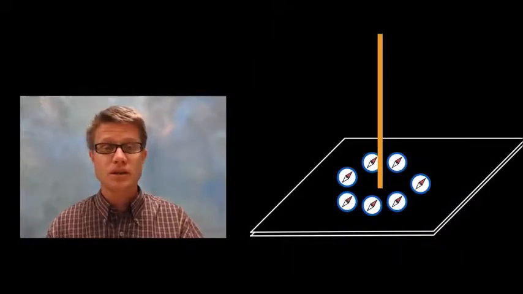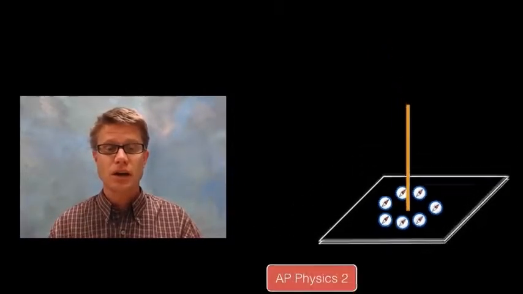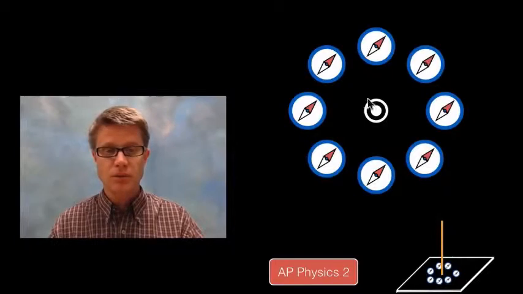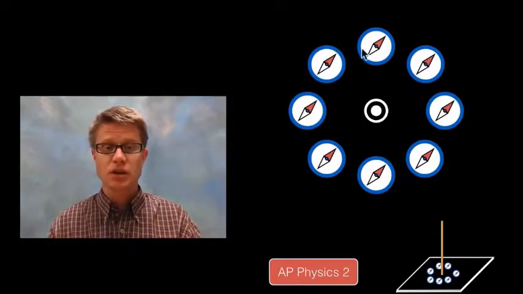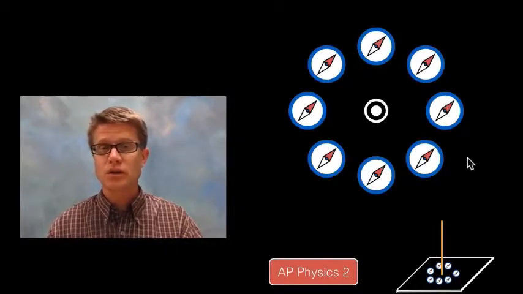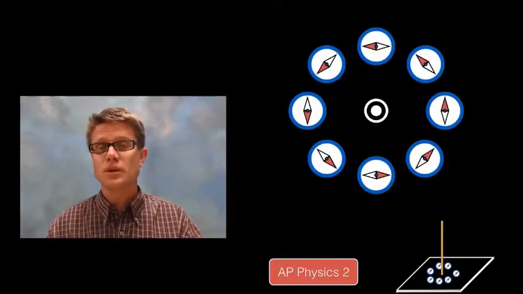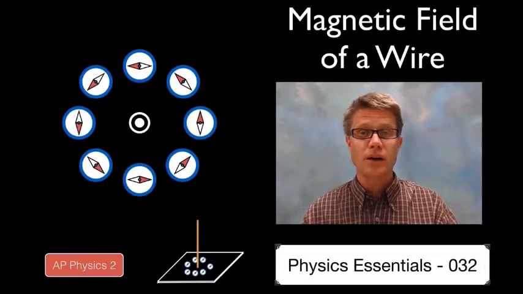And so we could demo this in a science lab. Imagine if we have a wire coming out of a table and we just put a bunch of compasses around it. So we've got the wire coming out of the table, coming towards us, and we've lined a bunch of compasses up, but we haven't turned on the current. Watch what happens when we turn on the current in that wire. You can see that we're creating a magnetic field around the wire.